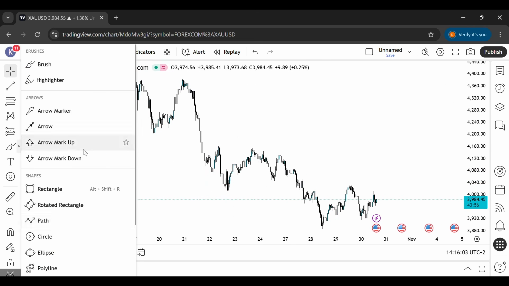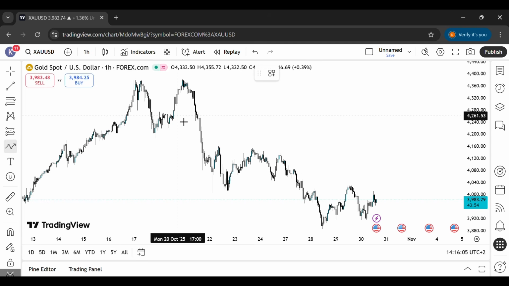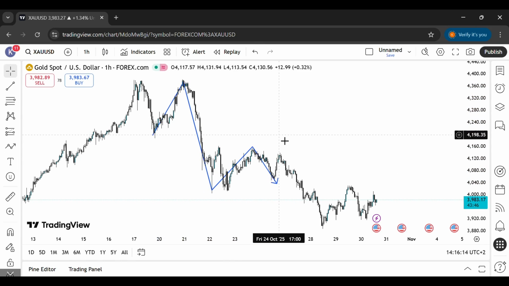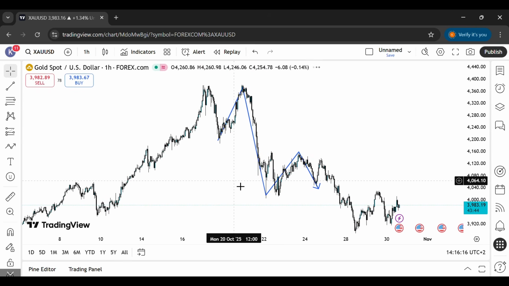So let me show you, for example. As you can see here, here's a lower high and a lower low. Lower high, lower low. So this is how you identify going bearish. Going bearish means the market is going downwards, so you're going to have a downtrend.